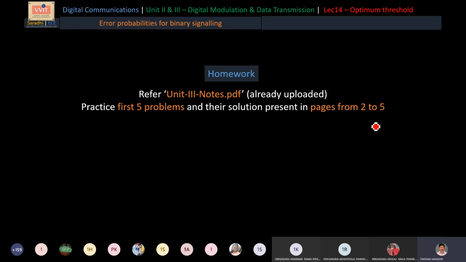I am giving this homework thinking that it is easy. You have already studied random variables and stochastic processes. It is only probability theory. If you refer to the notes, you will immediately understand. The problem as well as the solution is available. Is this okay? I hope you don't find any difficulty in understanding those problems and practicing them. I stop recording now.